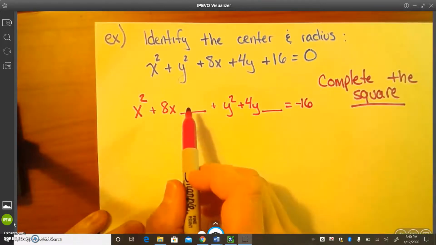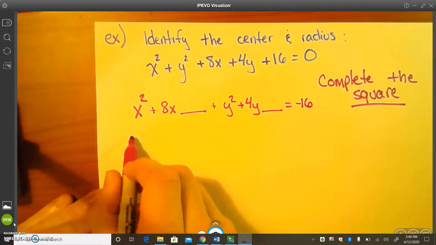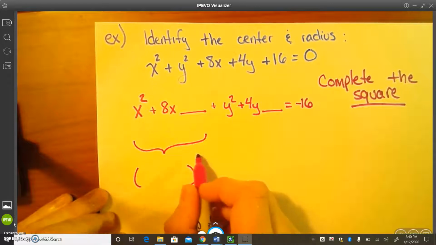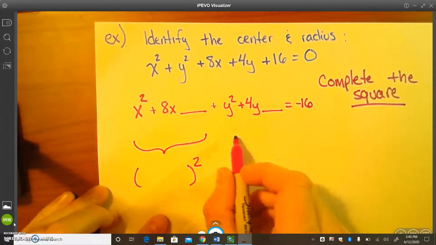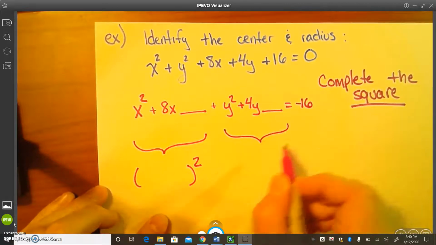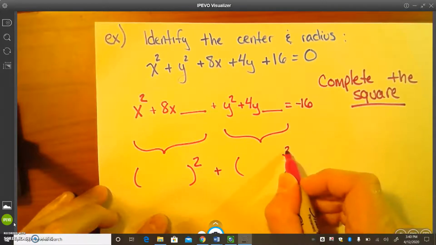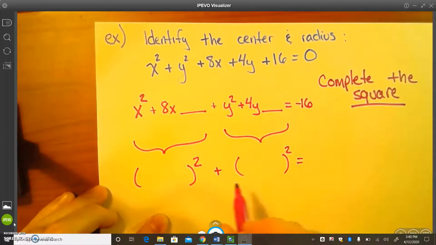And what we're doing is we're going to add a number so that we want basically those terms to be something squared. And again, we're going to add a number here that's going to allow us to factor into a pair of the same factors and make it something squared. And then we're going to have our radius here.